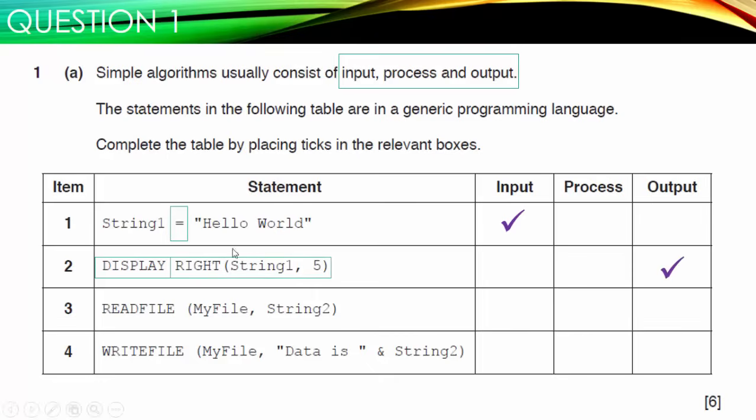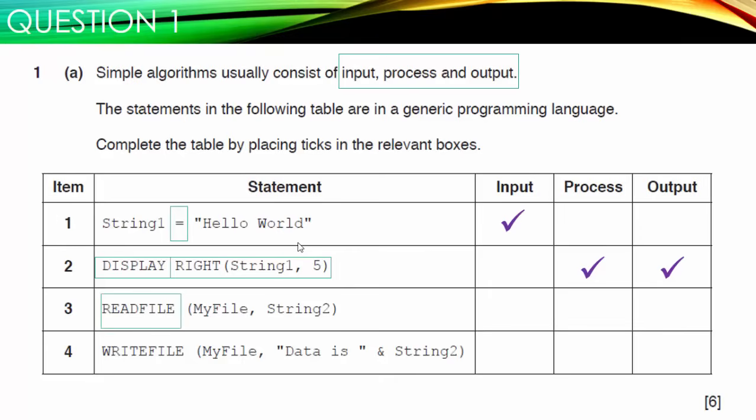But what about this write string 1, 5? Well, this is string manipulation. What we're doing is we're taking string 1, which is hello world, and we're going 5 spaces from the right and outputting the rest. So that is going to be process. We are processing that string. Look at the next one.